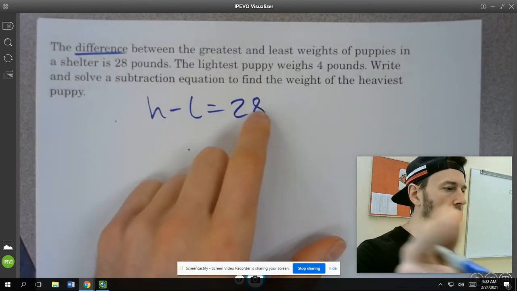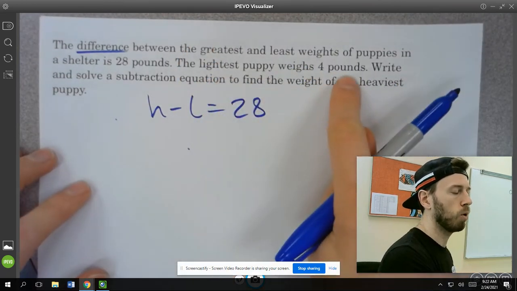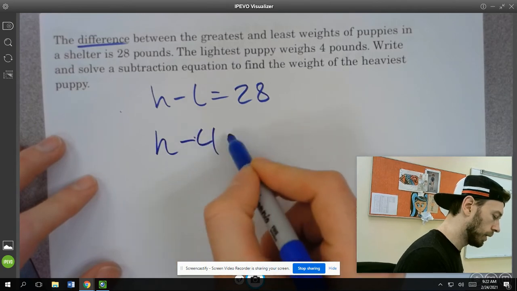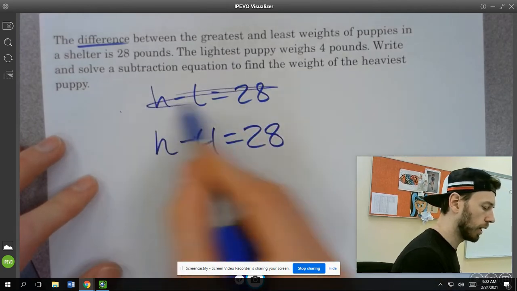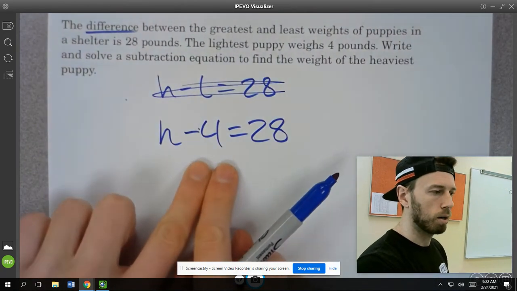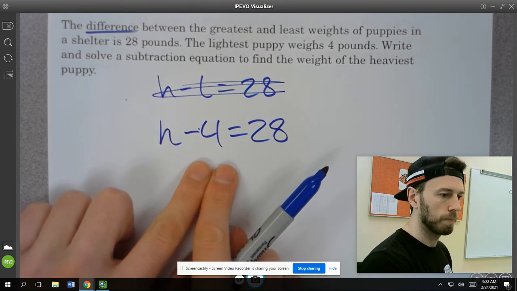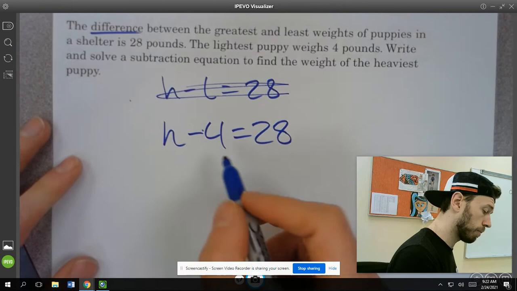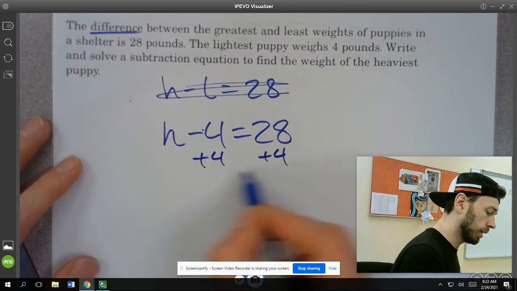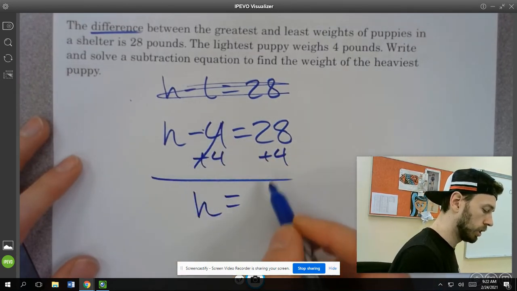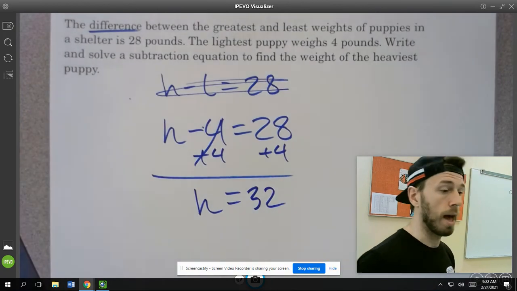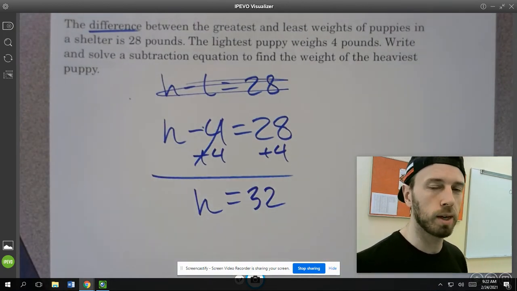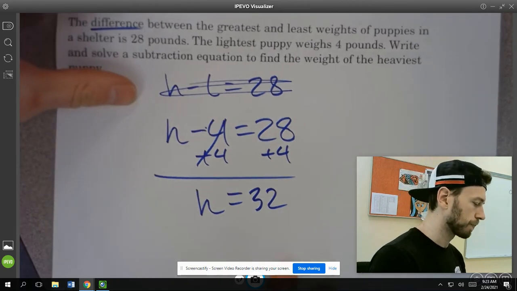But here's the cool thing. They tell us what the lightest puppy weighs, 4 pounds. So we can actually put a 4 in here. So it'd actually be H minus 4 equals 28, right? There is our subtraction equation for this one. Now to find out what the heaviest puppy weighs, all we've got to do is isolate our variable. Add 4 to both sides. H equals 32. The heaviest puppy weighs 32 pounds. The lightest puppy weighs 4 pounds. Is the difference between them 28? Absolutely.